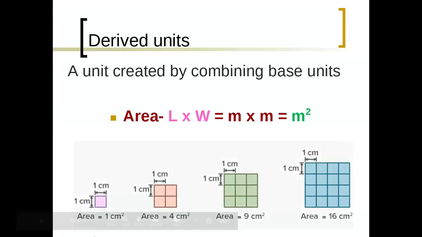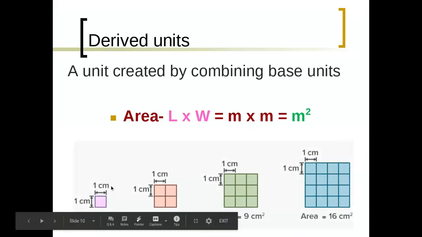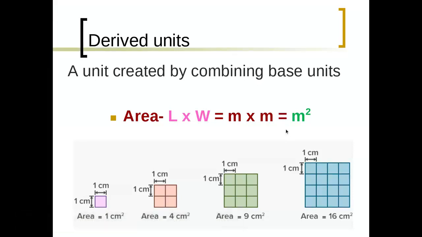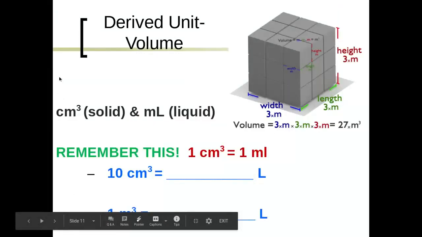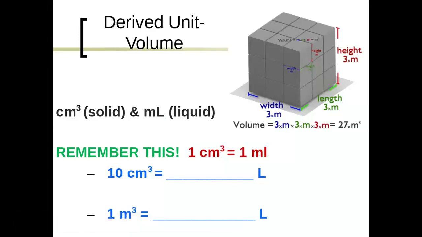Just like you've always done. So length times width, we get an area. Length times width, multiplied a few times, we get an area. So you've dealt with derived units before, but what we want to realize is that they start with a base unit. They're starting at the very basics of something, and then we're making them bigger. We're building on them.